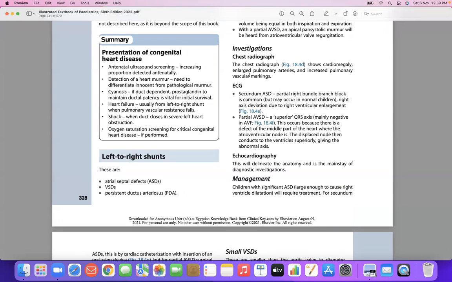So investigations in ASD: a chest radiograph shows cardiomegaly, enlarged pulmonary arteries, and increased pulmonary vascular markings. Then in secundum ASD, as I told you, remember the RSR pattern, or you can remember it as M. A partial right bundle branch block is common but may occur in normal children. Right axis deviation is due to right ventricular enlargement. As there is more flow to the right atrium and right ventricle, the right ventricle will enlarge, so you can have right axis deviation as well.